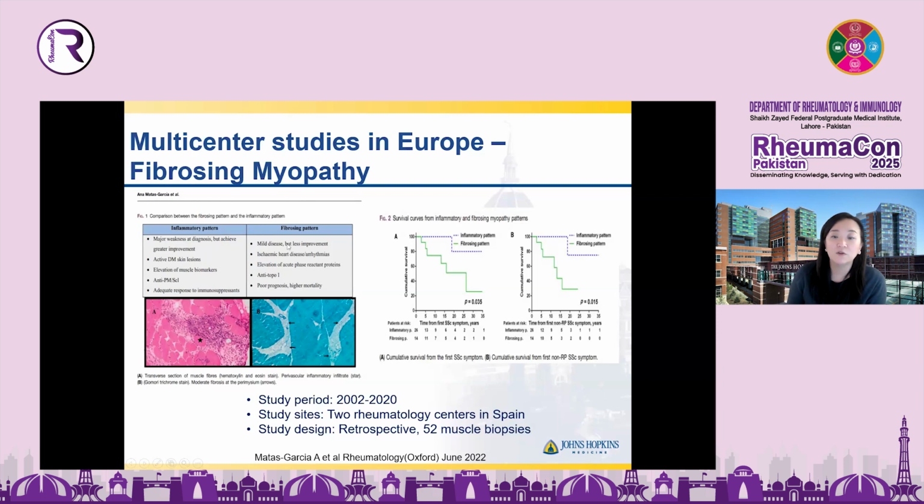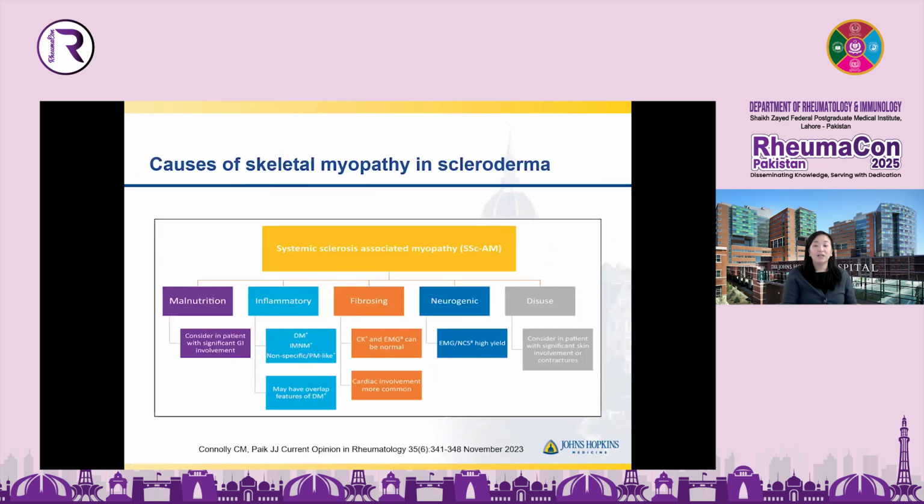You can see similarly that these patients had a poor prognosis and high mortality, just like our study, with the fibrosing patients having poorer survival compared to those who had an inflammatory pattern. But one difference is that in their patients, they had more mild disease, but less improvement. Maybe these patients are different in Spain versus the US. And they did have more cardiac involvement, similar to our patient population as well.